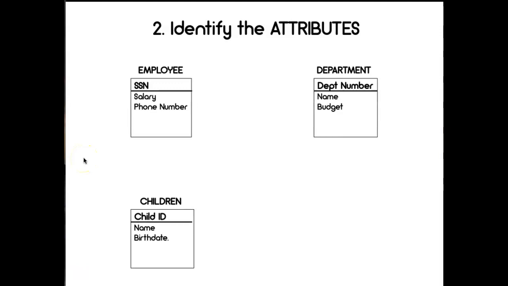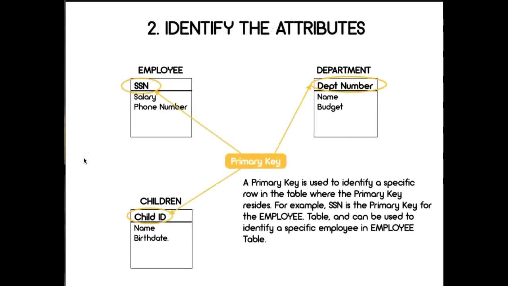Notice that the attributes Social Security number, department number, and child ID are listed at the top of the list of attributes and are each underlined in their respective boxes. This is because these attributes have a special purpose. They are known as primary keys, unique data values that can locate a specific row in each entity table. For example, in the employee table, the Social Security number can be used to locate a specific employee in the employee table, thereby enabling you to find all of the data associated with that employee.